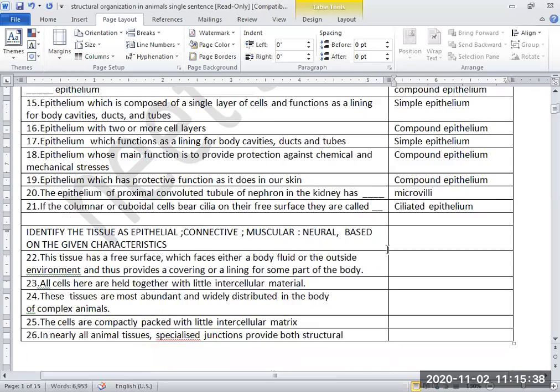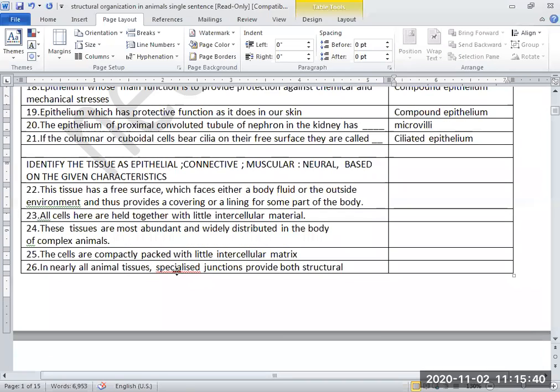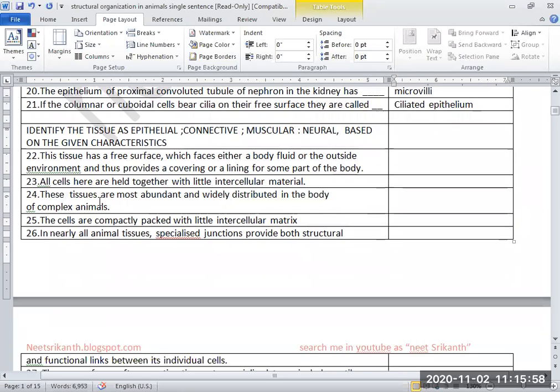Okay. Next, here are the example-based questions and characteristic-based questions, like we made some headings. First of all, we'll identify the tissue as epithelial, connective, muscular, or neural based on the given characteristic feature. We know the 4 types of tissues are present. Based on the given characteristic features, we need to identify them as epithelial, muscular, connective, or neural tissue. Then start the question.